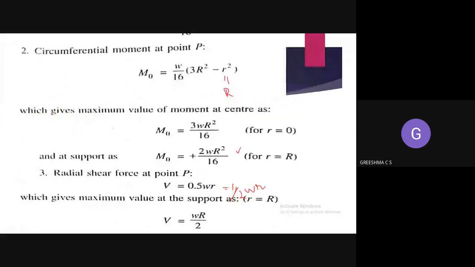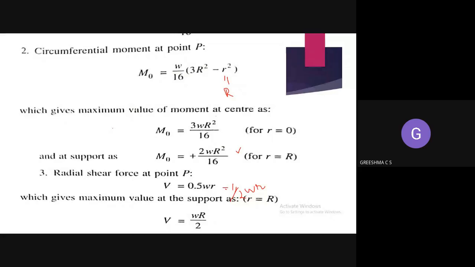Now, where will the radial shear force be maximum? Where will you have the maximum shear force? Can you please tell me? You can always say that the maximum shear force always occurs at the supports. Whether it is a rectangular slab or a rectangular beam, wherever it is, the maximum shear force will always occur at the supports.